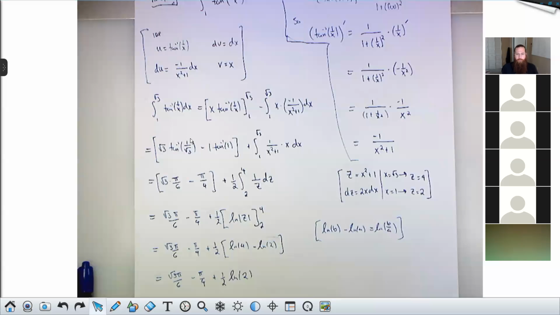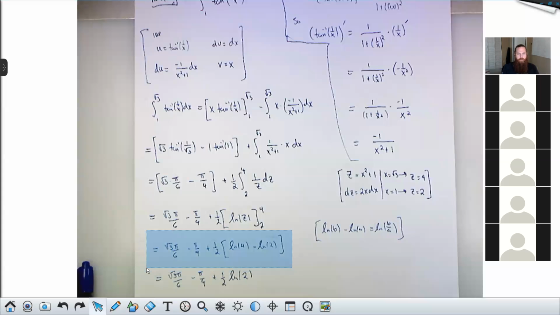Questions about any of these steps? How'd you get the natural log of 2 at the end? So I used this rule for logarithms to simplify log 4 minus log 2. Log 4 minus the log of 2 is equal to the log of 4 over 2. And 4 over 2 is 2. Okay. It's a good question. Any other questions here?